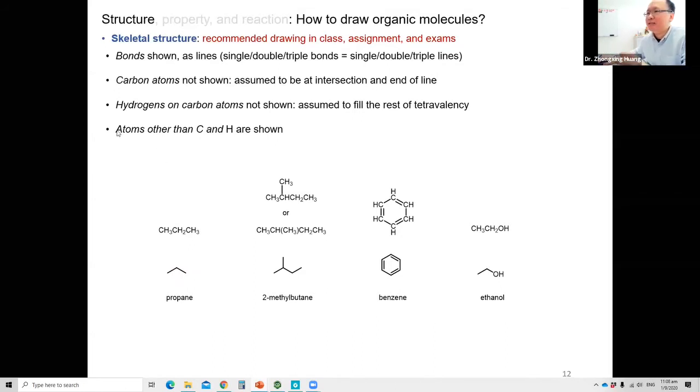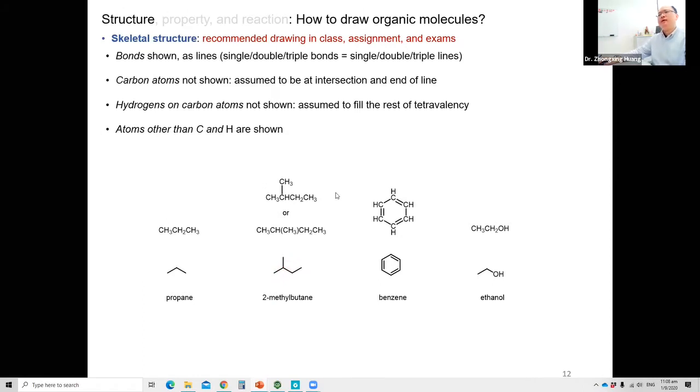Atoms other than carbon and hydrogen are shown. For example, if you draw ethanol, you have to write the O and the H on the O because that's not carbon. For benzene, you don't have to write the H anymore. It's just double bond, double bond, double bond. And for 2-methylbutane, you assume that this is a carbon, and the carbon has 3 carbons on it, and the rest of the valency is 1 hydrogen, which is assumed to be here.